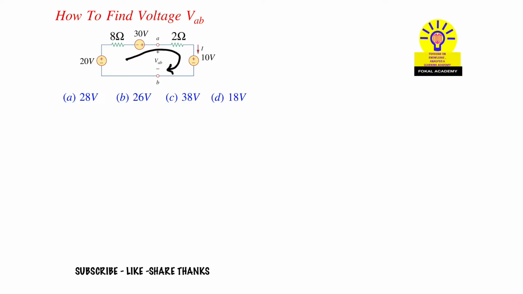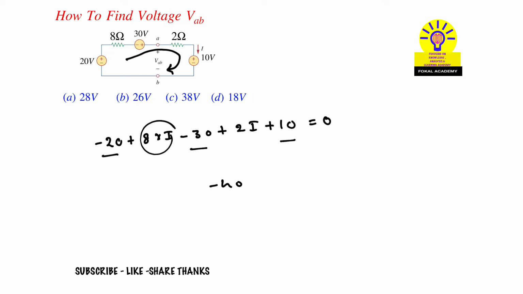So let us consider it as minus 20, plus the voltage in 8 ohms, which is 8 into I, and the current direction in the 30 volts source is minus to plus, so take minus 30, plus 2I, plus 10. Here the current direction is plus to minus, that's why I take plus 10. That's equal to 0. By simplifying this, we get minus 20 minus 30 plus 10, which is minus 40, and it will be plus 10I. That's equal to 0. From this we get I equal to 4 amperes.